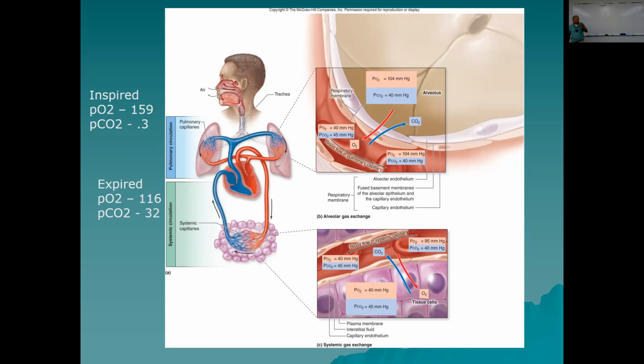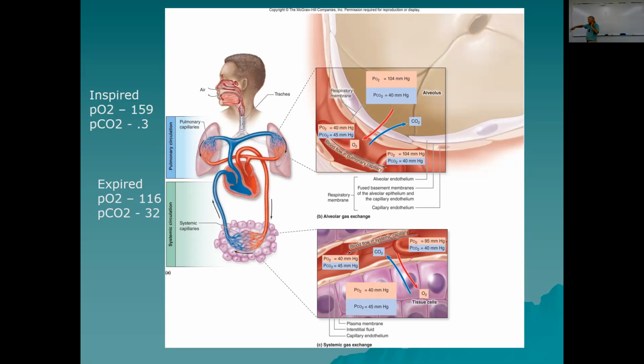And then look at the partial pressure of these two gases in the capillaries leaving the systemic tissues. It's gone to equilibrium again. PO2 40 millimeters of mercury, PCO2 45. The same as it is back when we get into the pulmonary capillaries, bringing CO2 back to the lungs. And we do this over and over again.